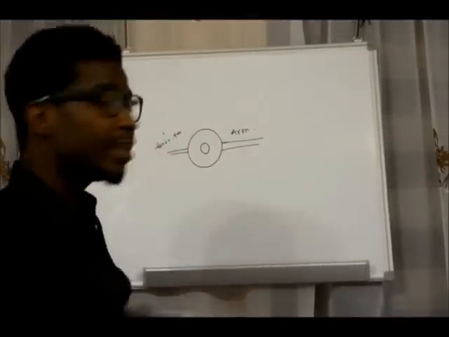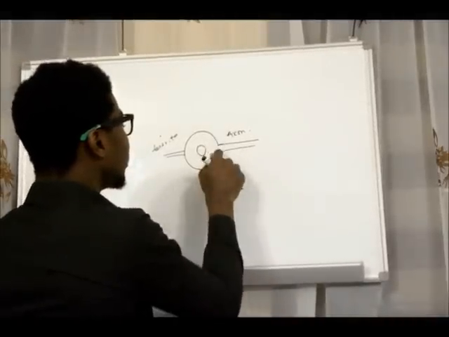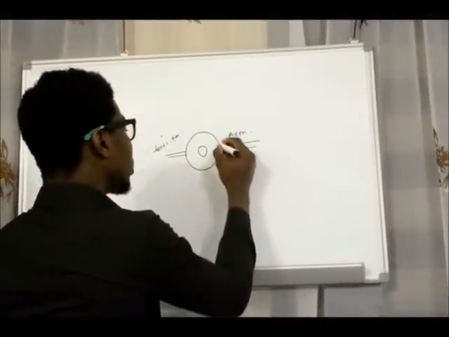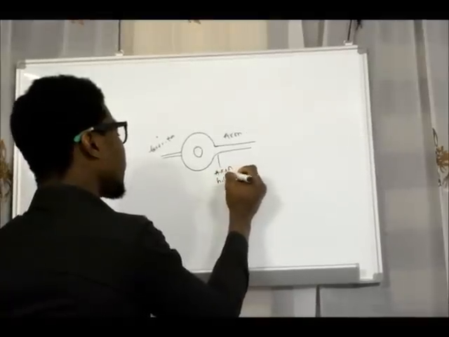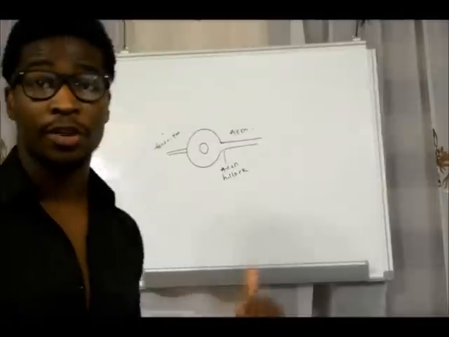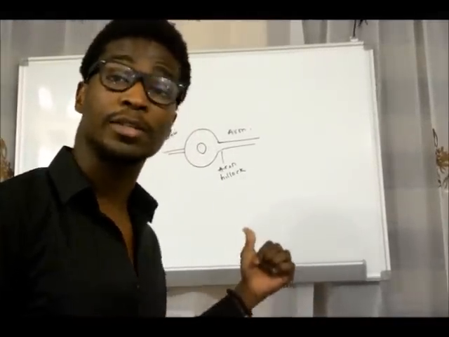At this point where the axon comes out from the cell body, it actually has a name. It is known as what? The axon hillock. Axon hillock. It's really important. As we go further, I will tell you why this place is really important.